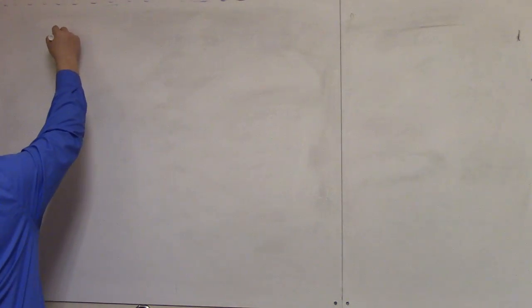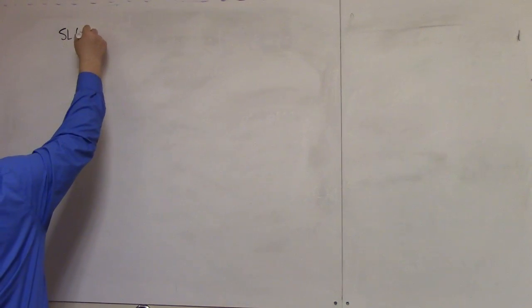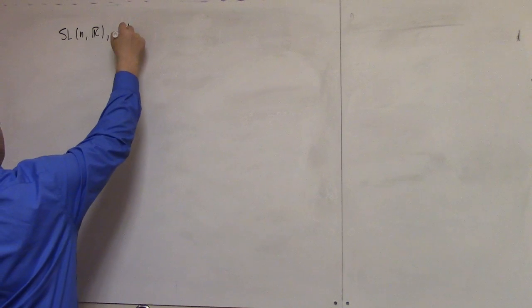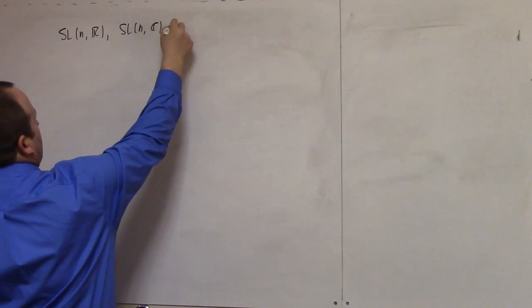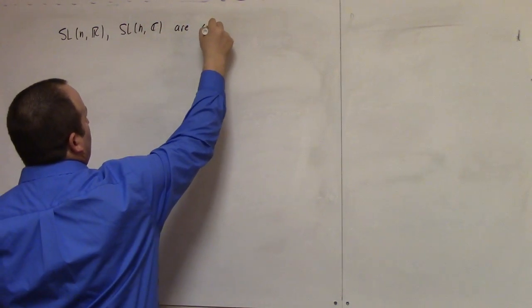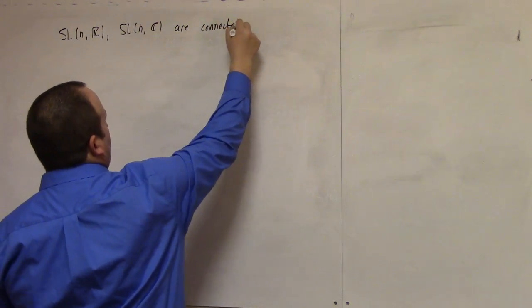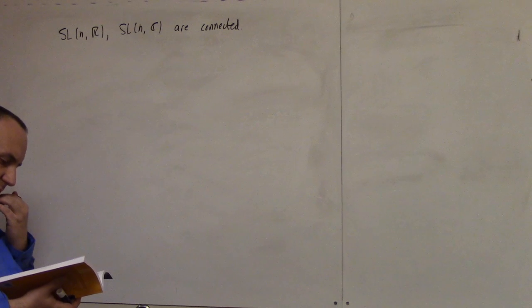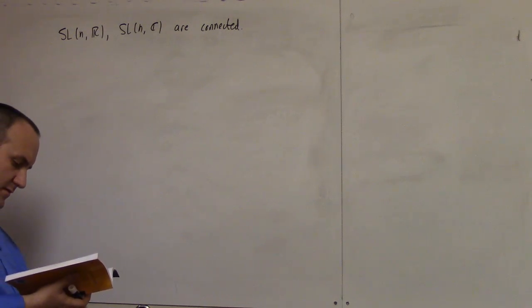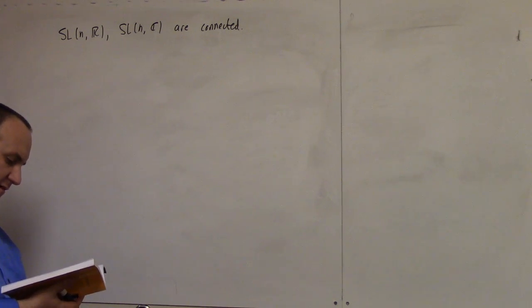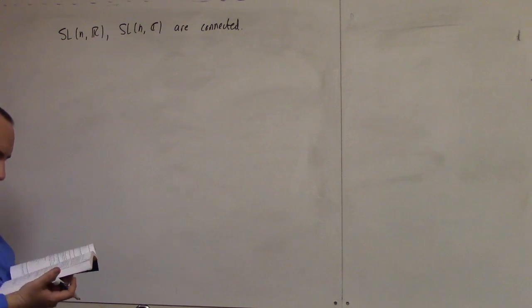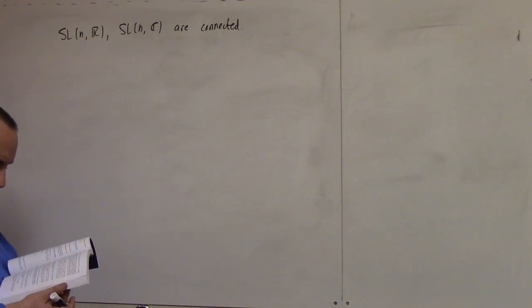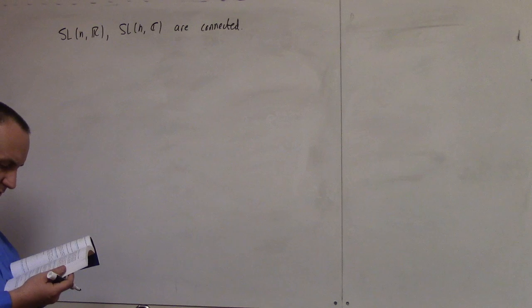So he claims that SLNR and SLNC are connected. This is corollary 4.59. While GLNR has 2 connected components, that we've talked about already. So what does he say?